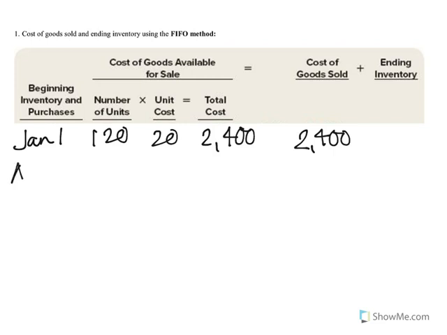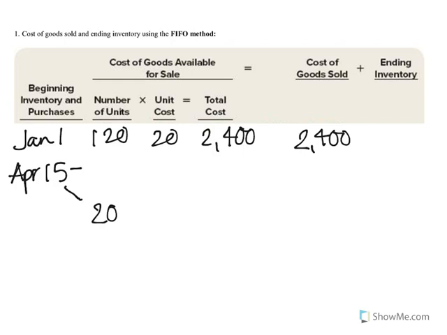The August 15th purchase was for 180 units. However, we are not going to include all those units into our cost of goods sold. So we're going to split this one up into the ones that fit the cost of goods sold and the ones that are going to be the ending inventory. Now we know from the information on the previous slide that there were 20 units in ending inventory. So I'm going to put a 20 here.